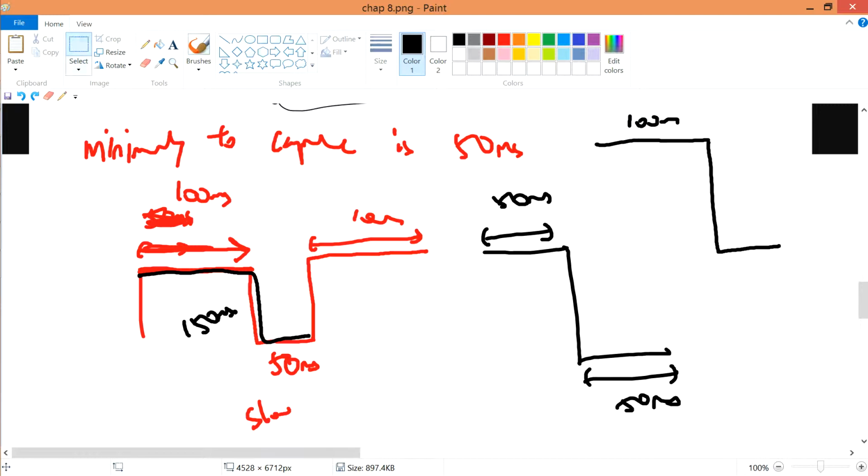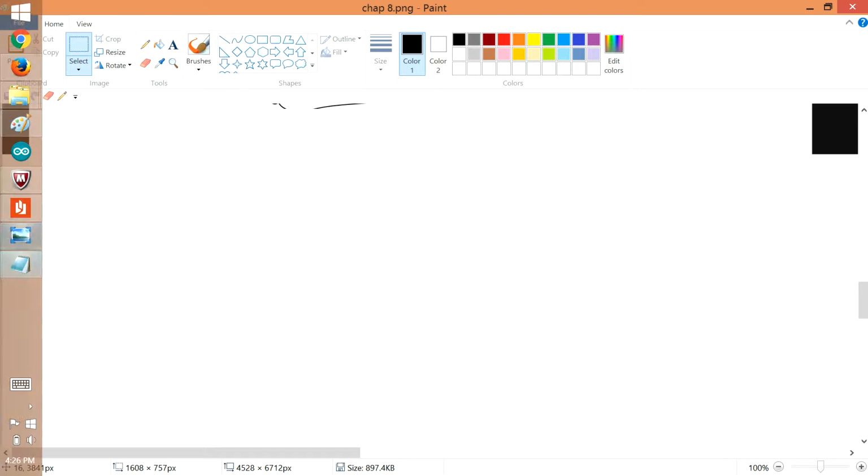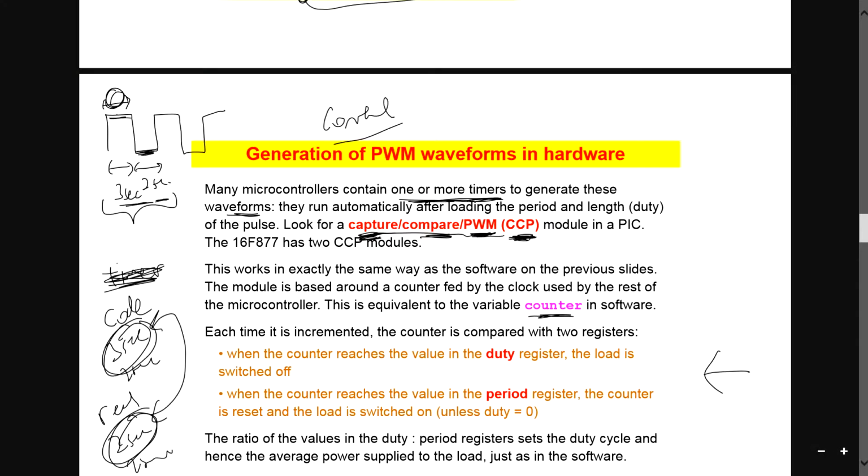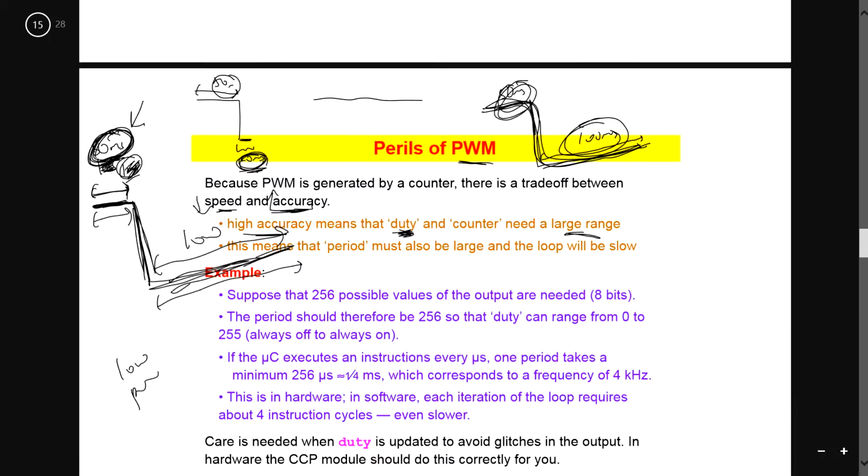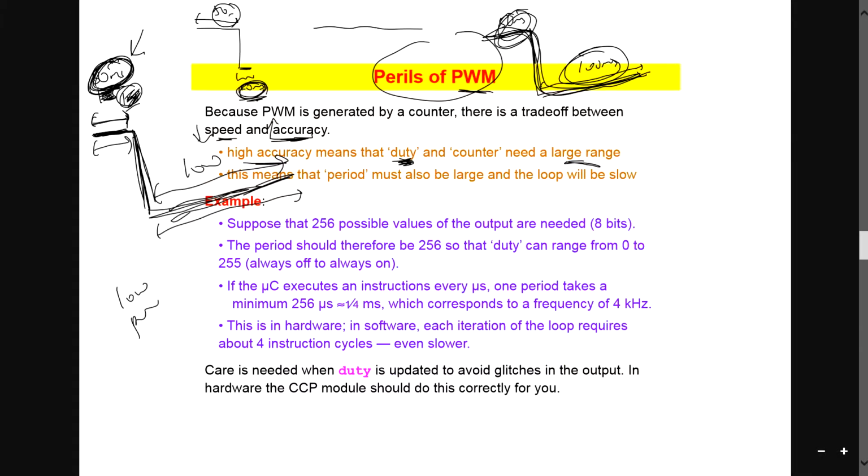I hope, a bit shaky, but at least you get a feel of it. So whenever you run pulse width modulation for your motor, you are required to have a CCP module or a CCP library in your Arduino. So you require a CCP library so that you can actually run a motor. The only disadvantage is this particular thing: it is limited by the frequency.